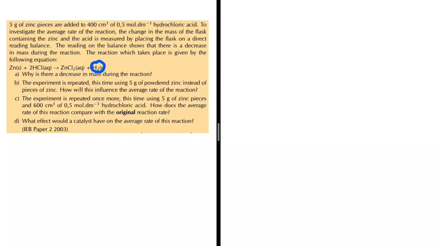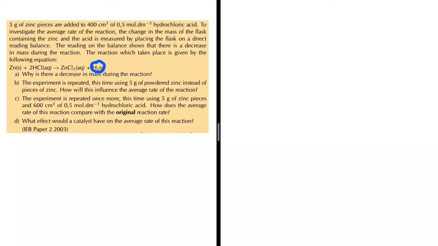Let's take a look at B. The experiment is repeated, this time using 5 grams of powdered zinc instead of pieces of zinc. How will this influence the rate of the reaction? Another conceptual question. Obviously, the rate of reaction is going to increase if we use powdered zinc instead of pieces. Why? Collision theory. We talked about this. If you use powder instead of pieces, you increase the surface area. So there are more moles exposed and ready to react.